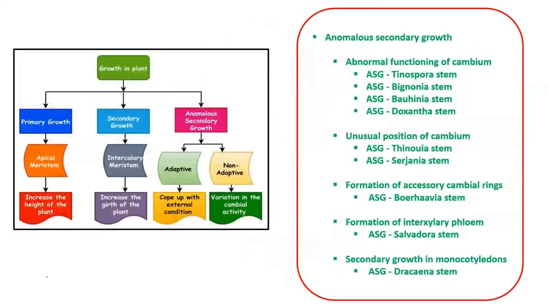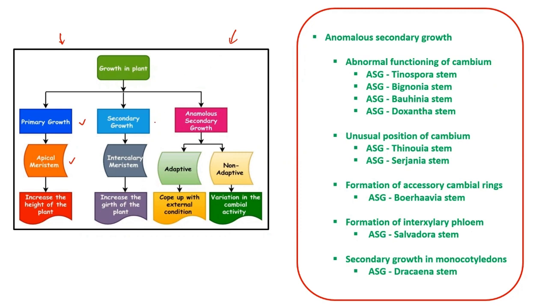Then we move on to the next part, and that is abnormal secondary growth. So what I've done is I've classified the abnormal secondary growth on what basis the abnormal secondary growth takes place. Like we talk about the primary growth. This primary growth takes place in the apical meristem or the root apex. Okay, the primary growth takes place, and this leads to the increase in the height of the plant or increase in the length of the root.